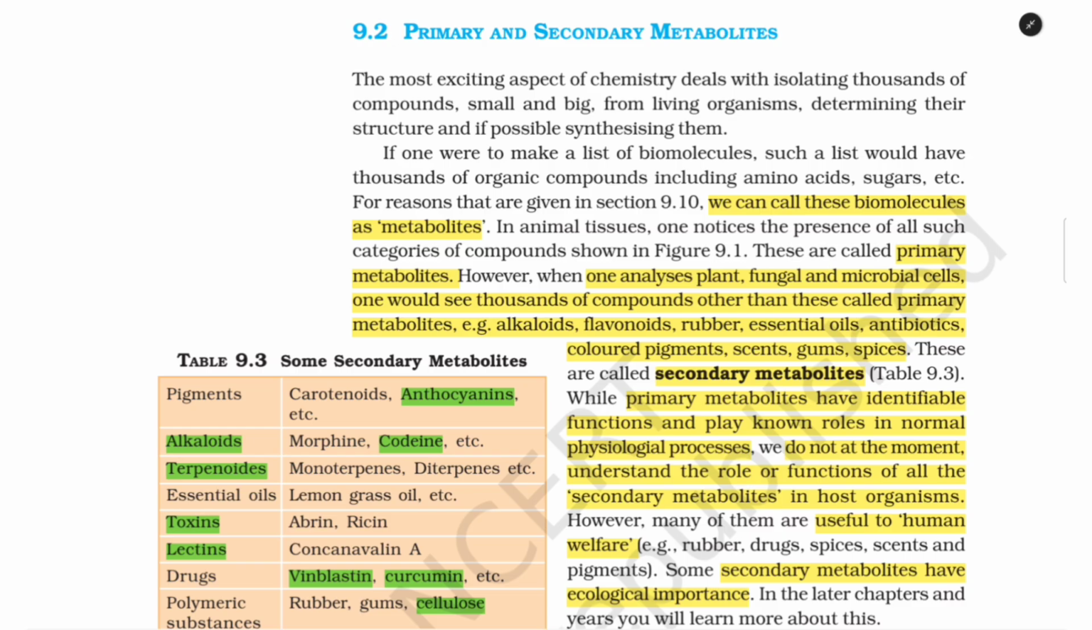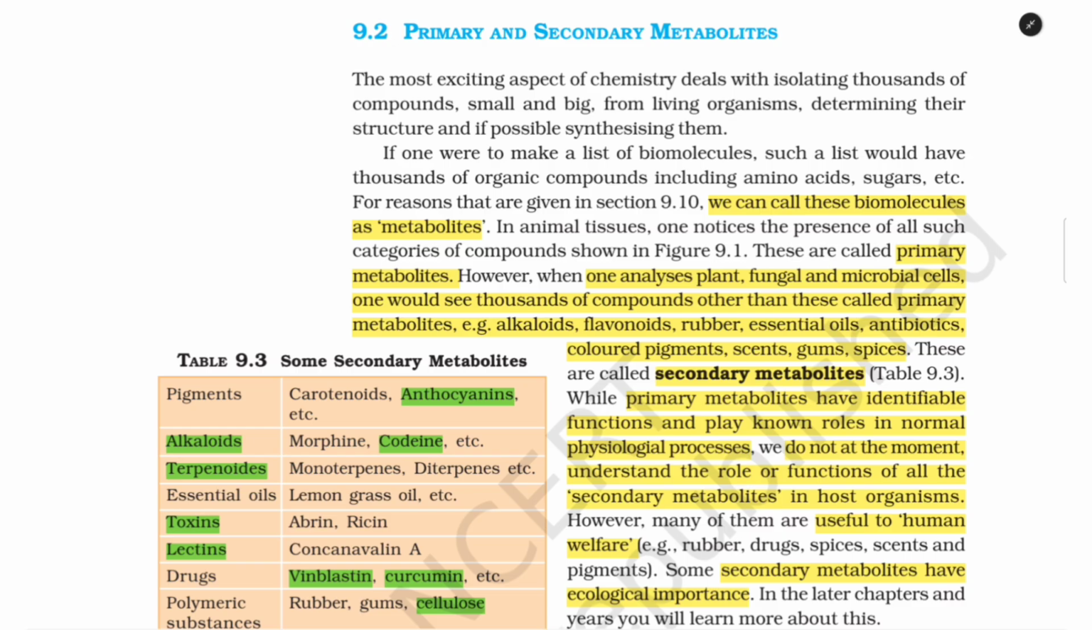If one were to make a list of biochemicals, or biomolecules, such a list would have thousands of organic compounds, including amino acids, sugars, etc. For reasons that are given in section 9.10, we can call these biomolecules metabolites. In animal tissues, one notices the presence of all such categories of compounds shown in figure 9.1. These are called primary metabolites.